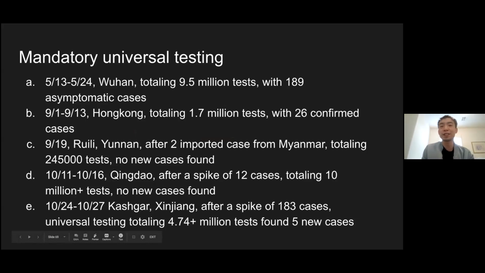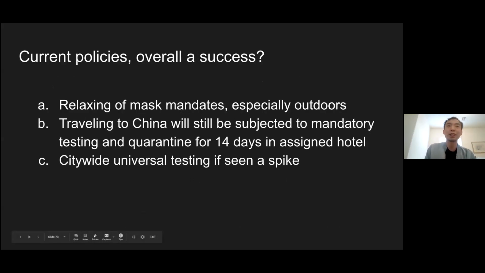Their strategy is if they find some cases, they'll test the whole city. After the Wuhan spike, they tested everyone in Wuhan. After the Hong Kong spike, they tested everyone in Hong Kong. You get the idea. They are currently relaxing mask mandates, though everyone still wears masks. Traveling to China is still subject to mandatory testing and quarantine for 14 days. And they still see, with universal testing, there's a spike. And that's all for China.